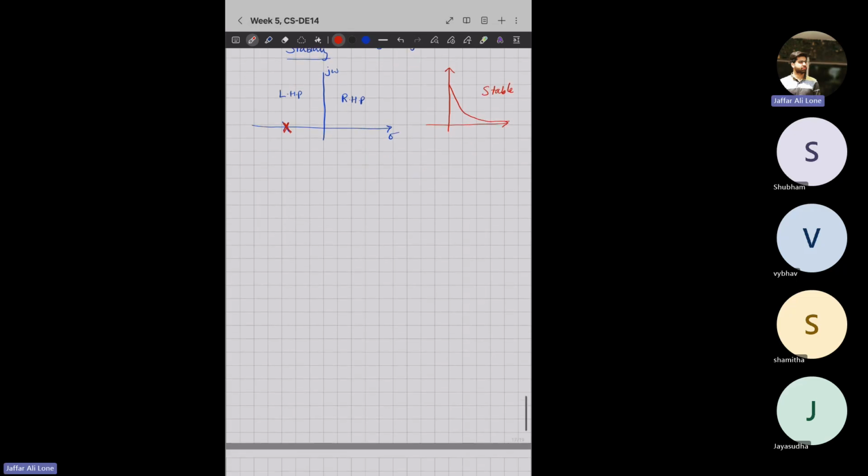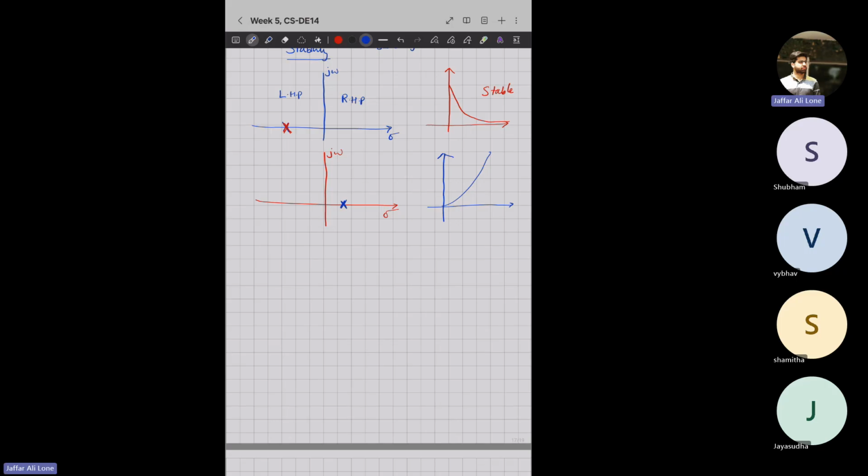Now let's consider the same graph, sigma, j omega, but you have a pole in the RHP. This time you will have something like this. It will go to infinity because the system is unstable. Why? The pole is in the RHP. This is easily visualizable if you see the Laplace transform.